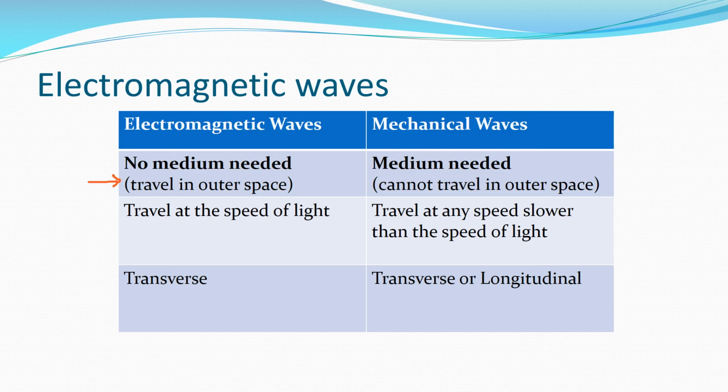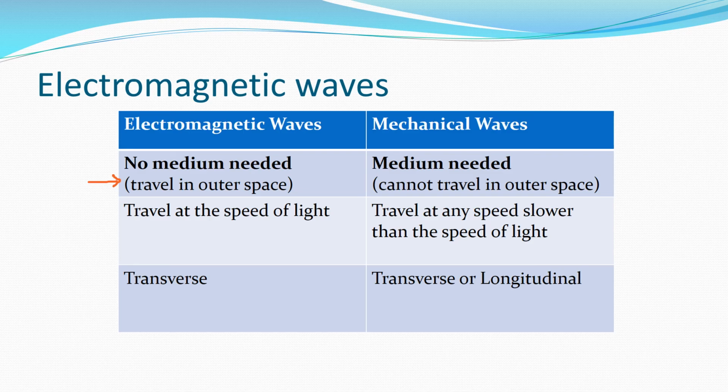But what kind of things can travel in space? What things can we get from outer space? Light. Light is an electromagnetic wave. Radio. Radio is an electromagnetic wave. That's how we communicate with the astronauts in the International Space Station.